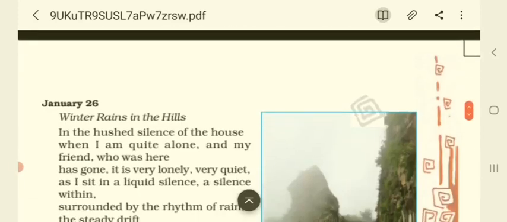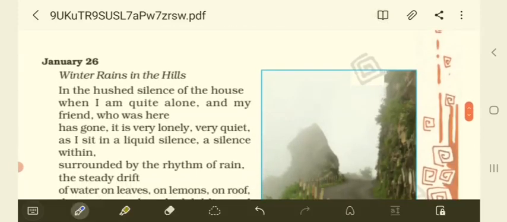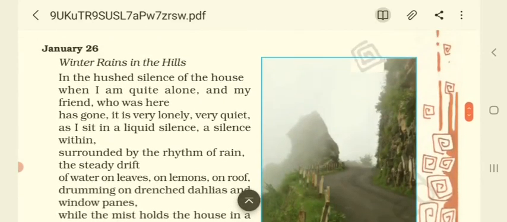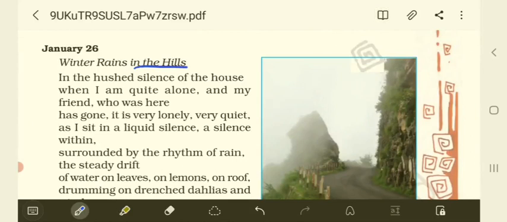All right. Now we are moving on to January 26. See how the hill looks. Winter rains have come back. Winter rains in the hill.